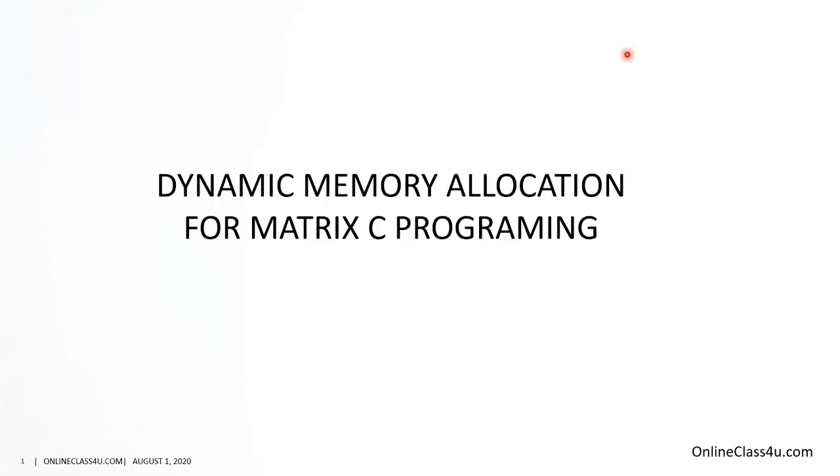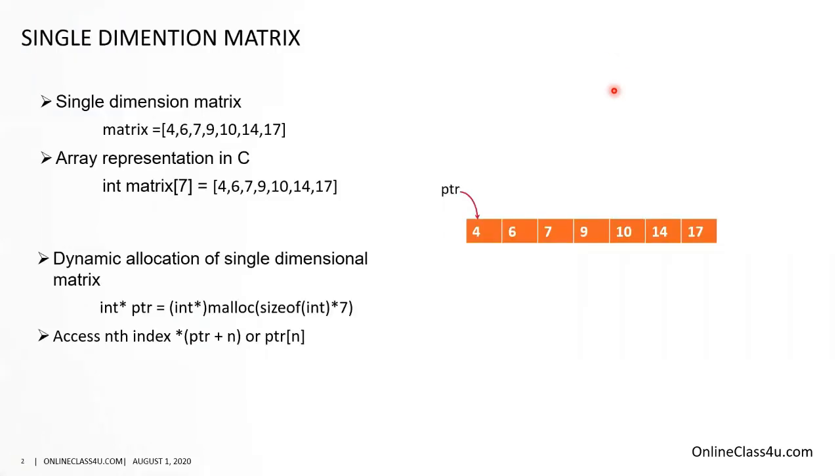Today we will discuss the dynamic memory allocation of a single dimensional matrix as well as a two-dimensional matrix. Once you learn this technique, the same can be applied for any dimensional matrix. In this slide, we'll try to learn how a single dimensional matrix looks and how it is represented in C language. Finally, we'll also discuss how to allocate memory dynamically for a single dimensional array.